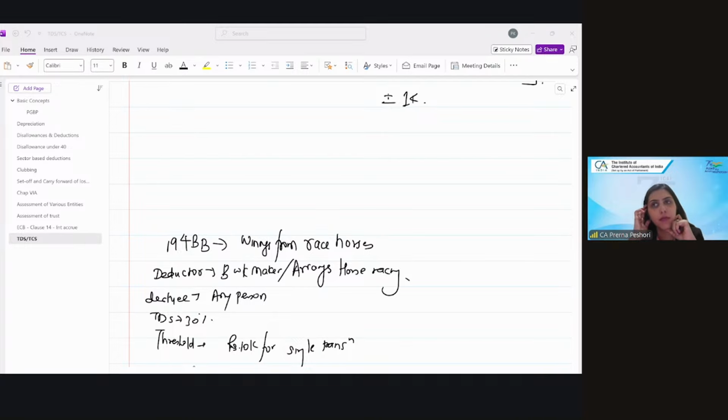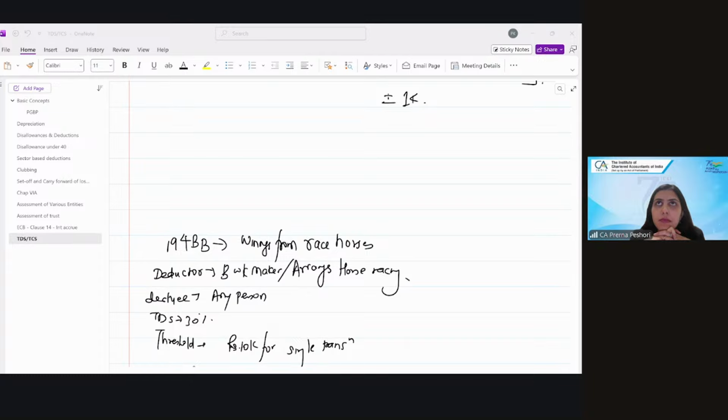Then 194 on dividends. Payer is a domestic company. Payee is the resident. Threshold limit is greater than 10,000 rupees. TDS of 10% at the time of payment or distribution. It is not applicable if it is not paid in cash and if it is less than 5,000 rupees.